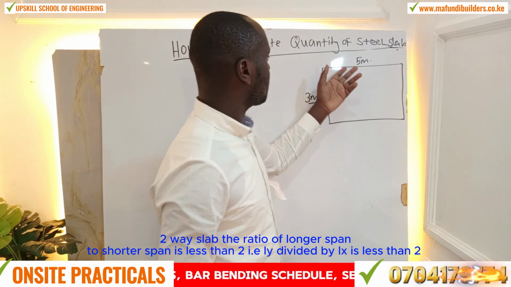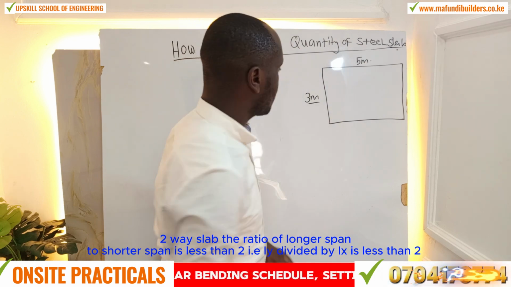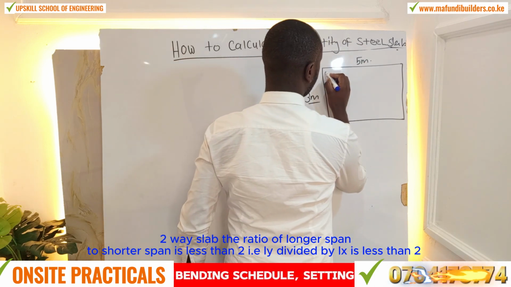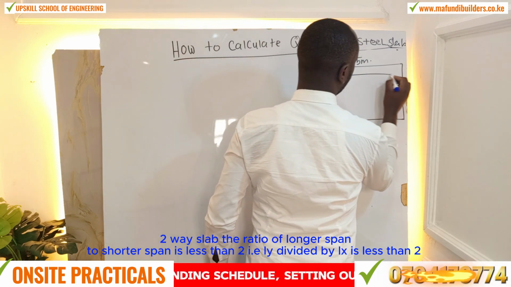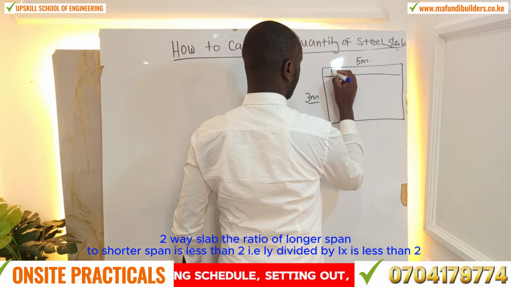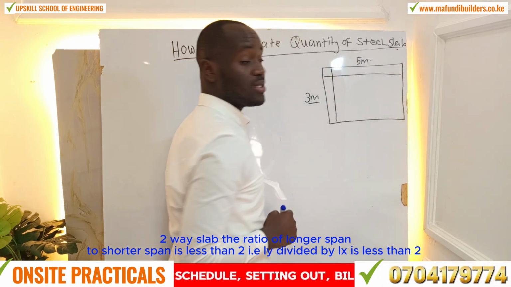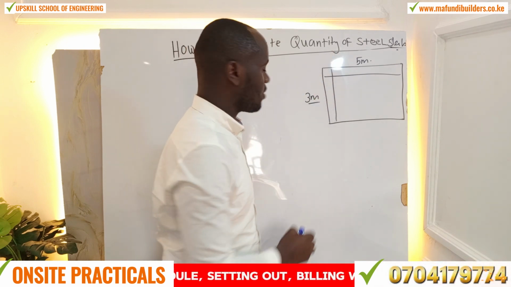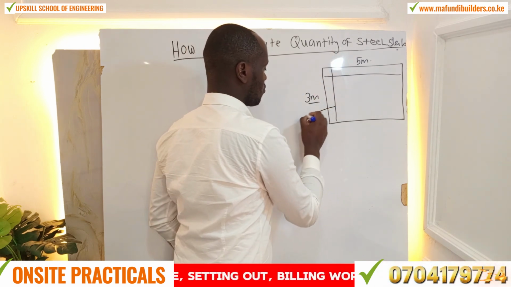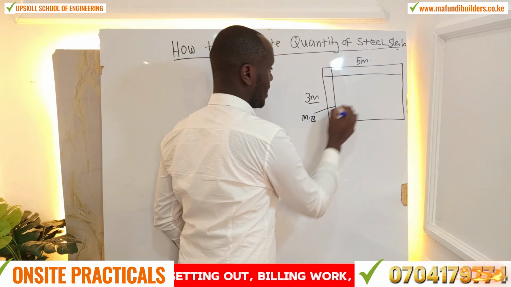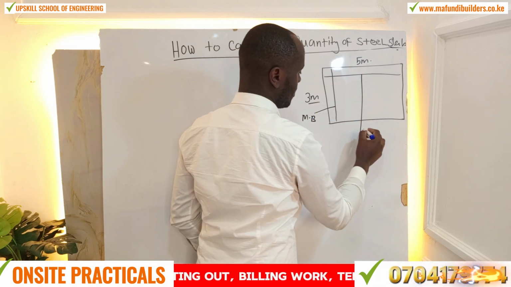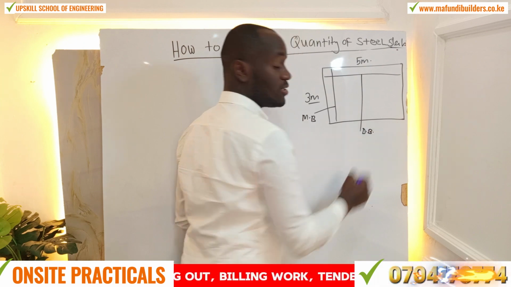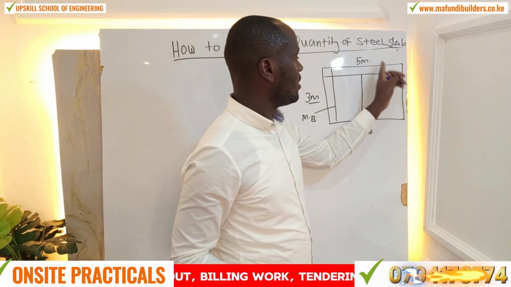Now let's find the quantity of steel. Remember that you're going to have bars going in that direction, and also you're going to arrange bars in this direction. The bars along the shorter span we call the main bars, and this one we call the distribution bars. So the bars along the longer span.